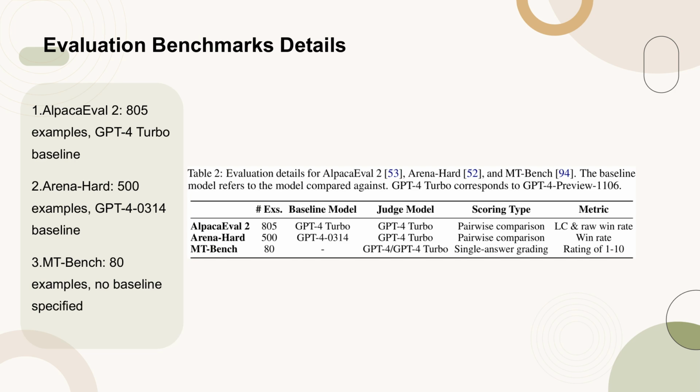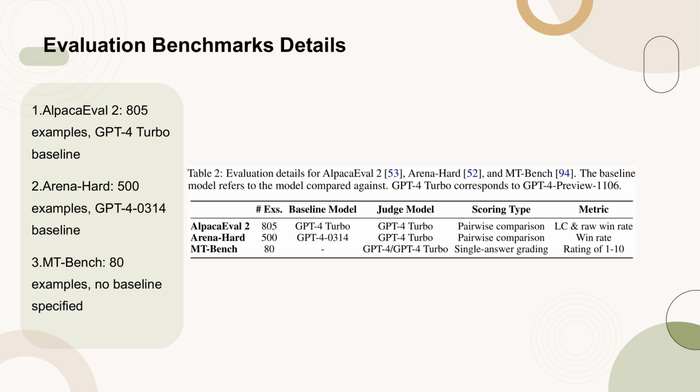Table 2 provides a detailed overview of the evaluation benchmarks used for assessing model performance in conversational abilities. It includes specifics on the number of examples, the baseline models, the judge models, the scoring types, and the metrics used for each benchmark. For instance, AlpacaEval 2 uses 805 examples with GPT-4 Turbo as the baseline and judge model, employing a pairwise comparison scoring type to determine the win rate.